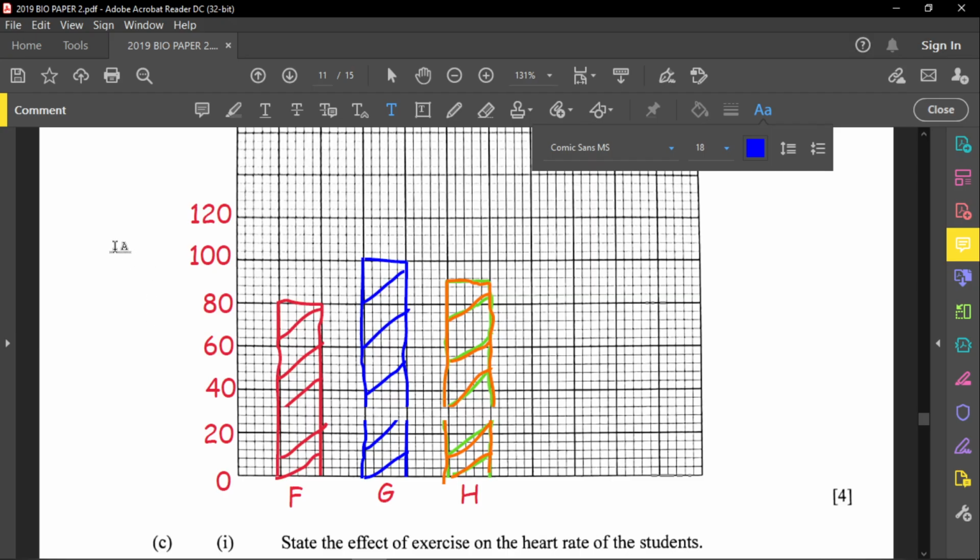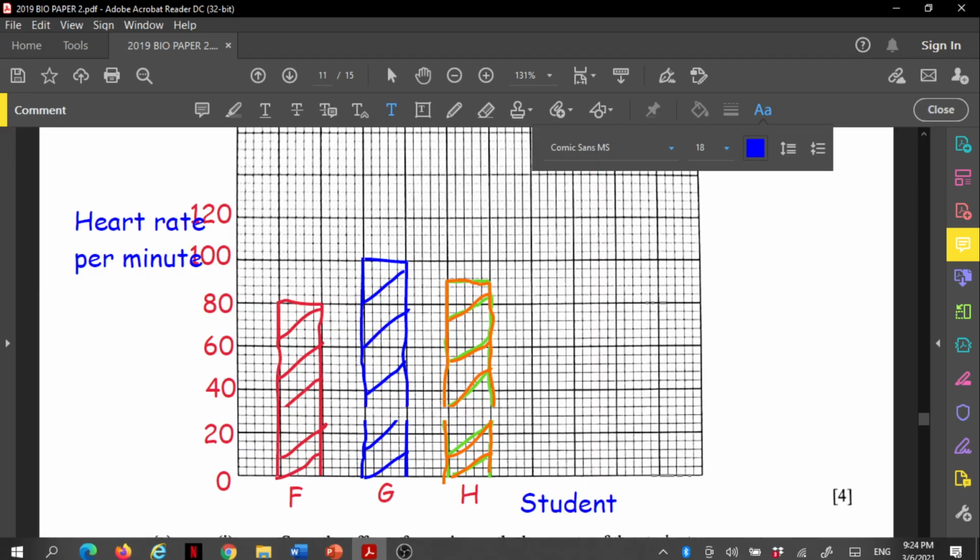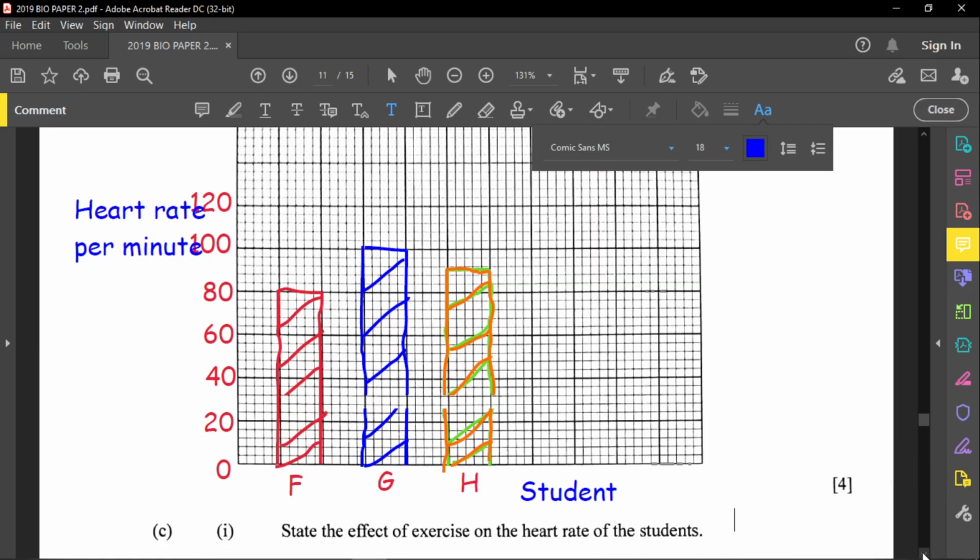Please label the graph, relabel the axis. At the bottom here will be students, okay? The students will be here, heart rate per minute will be on this Y. Matter of fact, let me put it. Okay, so please always label your graphs, per minute. Please do not leave your graph blank without any labeling, or just put numbers there and leave it, all right? And at the X will be student, okay? Student F, G, and H. Okay, great.